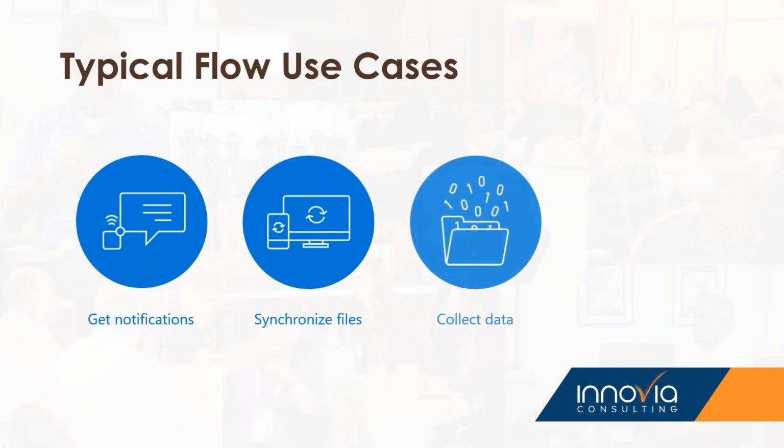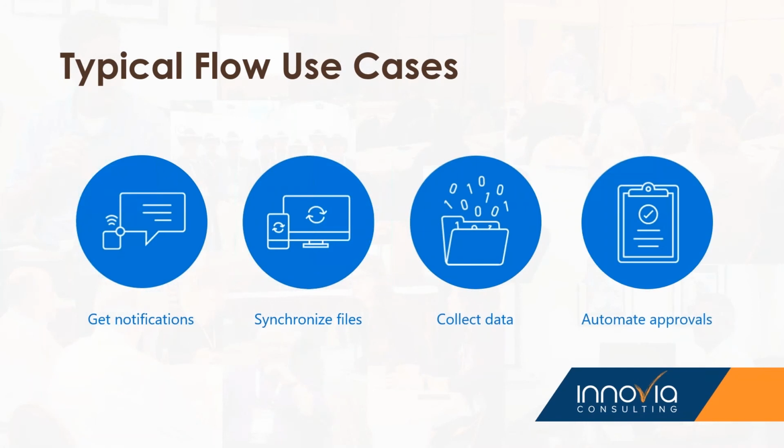So typical Flow use cases: it is really good for getting notifications, synchronizing files, collecting data, and automating approval. It can do so much more than that, but in general terms, what you're doing with Flow is going to fall into one of these four buckets.